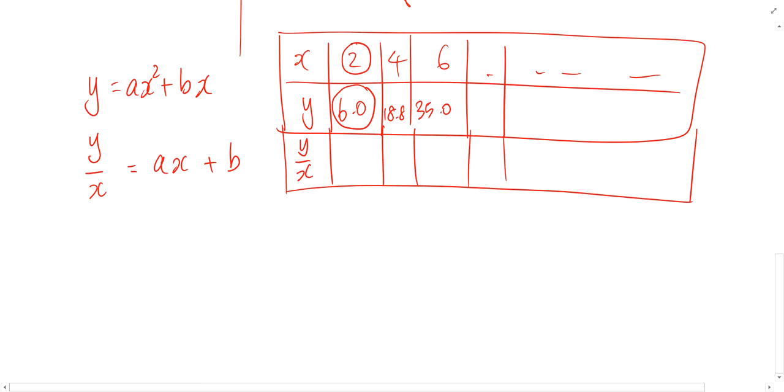Okay, tell me, use your calculator, all start pressing. 6 divided by 2, what is that? 3. 18.8 divided by 4, what do we get? 4.7. 35 divided by 6, what do we get? 5.8. Okay, those are in our textbook already. So on and so forth.